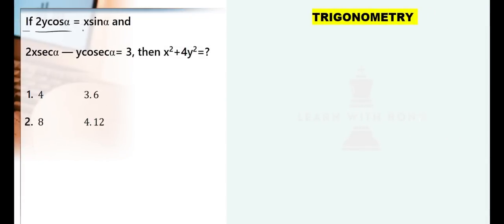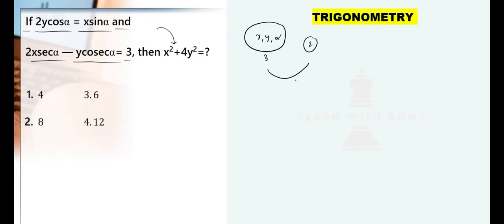Next question. See this question here, if 2y cos alpha is equal to x sin alpha and 2y secant alpha minus y cosecant alpha is 3, they asked us to find this value. So here x, y and alpha. Here we have 3 variables and they are given 2 equations. So I can assume 1 variable, right? So here if you observe, we have cos alpha, sin alpha, secant alpha and cosecant alpha. So it is best to assume alpha as 45 degrees.